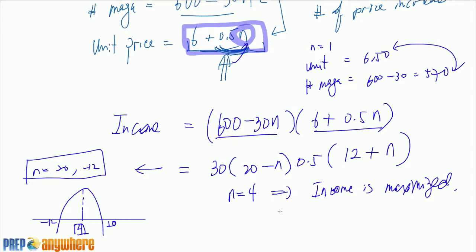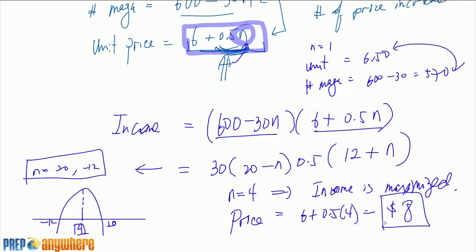So what does that mean? That means the price should be increased by 0.5 times 4, which is $2, so the price is $8. $8 will give her the maximum amount of income.